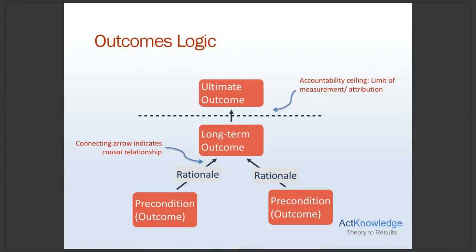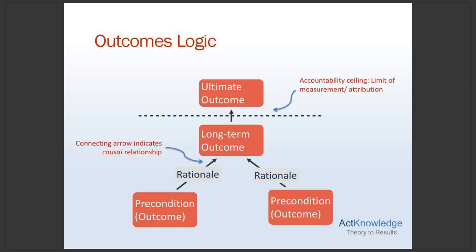So, just a very simple primer on the outcomes logic of theory of change as we do it at Acknowledge. As you see in this very simple diagram, there's a line of accountability, a dashed line that indicates the difference between what a program or initiative is going to try to measure in terms of its own achievement and the larger goals that it's contributing to.